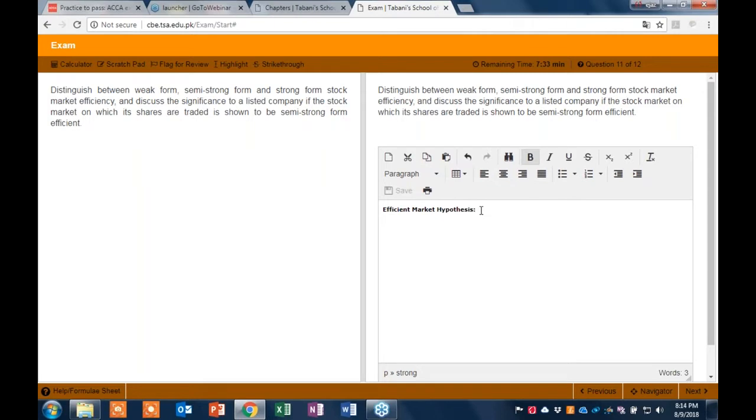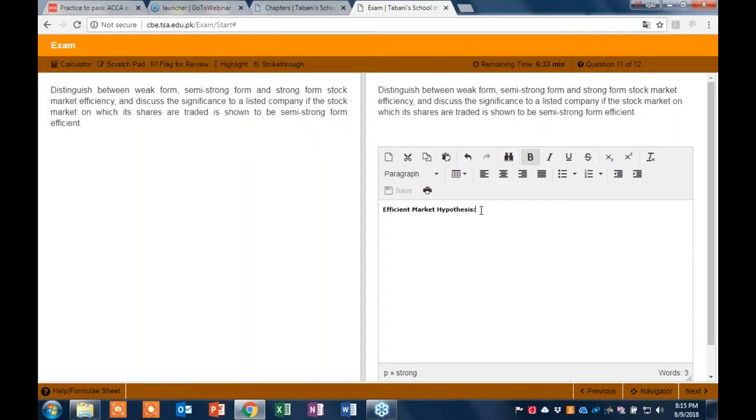There are three forms of efficiencies that may be there in a stock market: weak form, semi-strong form, and strong form. The weak form is actually when the prices prevailing in the stock market only reflect the historic information, which means that the share prices will only change when something actually happens and becomes history. It will only reflect those changes. This is called weak form of efficiency.